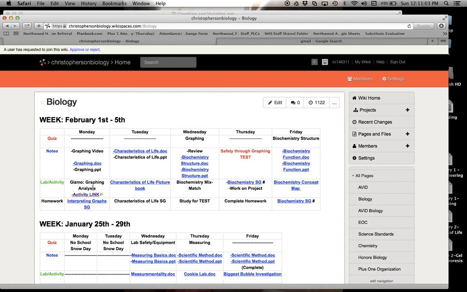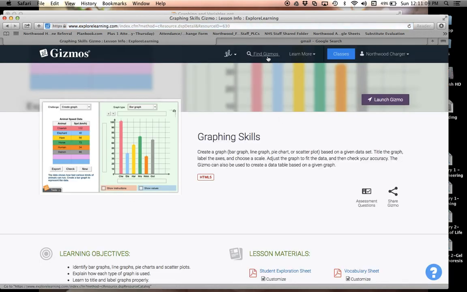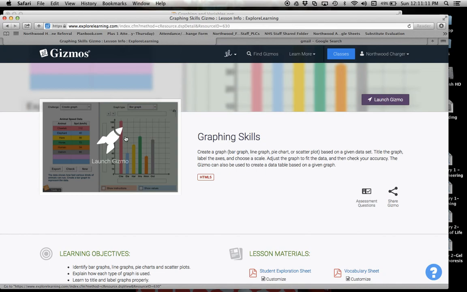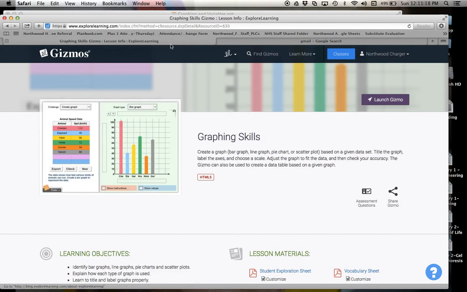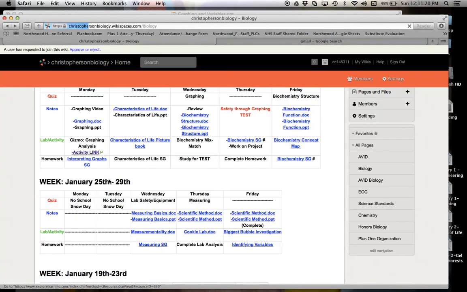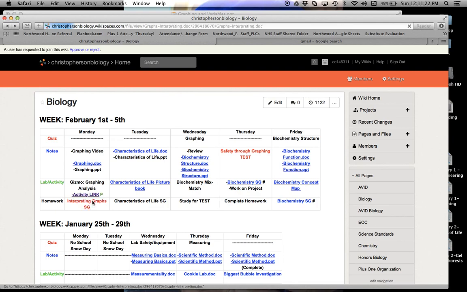You have a little Gizmo that you are going to do. The substitute will provide you with the login. You definitely need to make sure that you do log in. This is just going to be an activity interpreting graphs. I think you will enjoy it. These Gizmos are pretty awesome. And then you have some homework to do tonight in interpreting graphs.